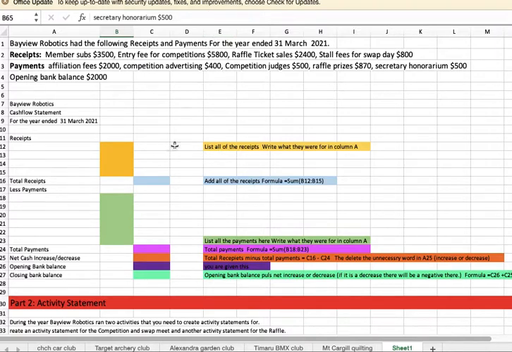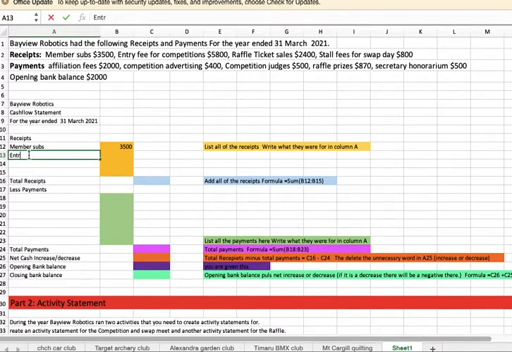We've got a color-coded spreadsheet here. We've always got our title, what the report is, so what the statement is, and what the time is. So that is from the year ended 31st of March 2021. Okay, receipts. So that's all the money that's come in. So it's this top line here. We're going to put in member subs, and that's 3,500. You've got to make sure you get your zeros right in this, so make sure you've got the right values, not putting in thousands instead of hundreds or something.